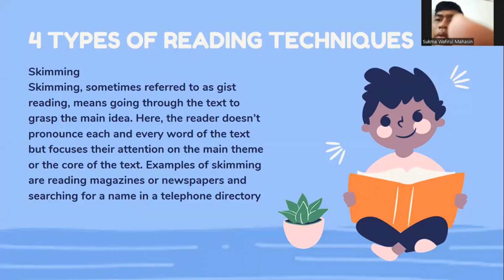The first is skimming. Skimming is a reading technique that involves quickly going through a text to get a general idea of its content. When skimming, the reader doesn't pronounce each and every word of the text but focuses their attention on the main theme or the core of the text. It's a way to identify the most important information, such as key points, headings, and the overall theme, without delving into details. Skimming is often used when you need to save time, make decisions about whether to read a text more thoroughly, or gain a general understanding of the content.